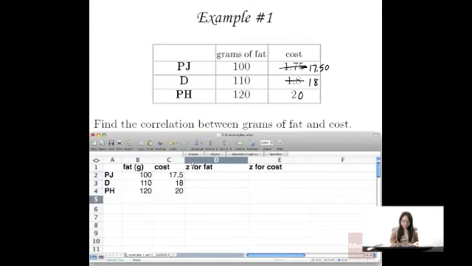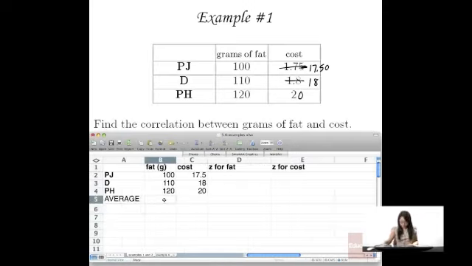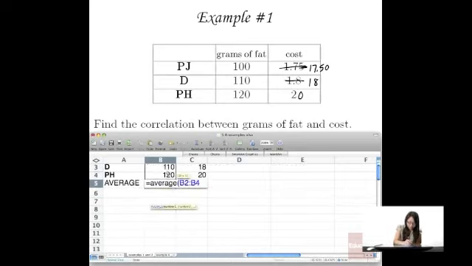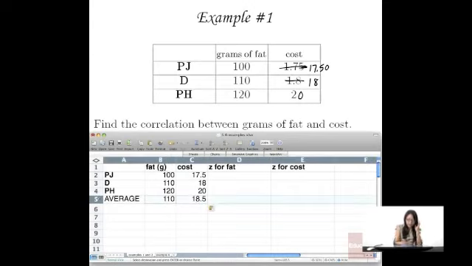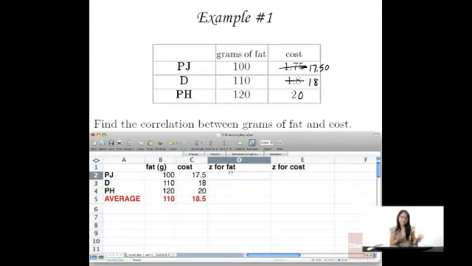One thing that might be easier is if we actually just create a column for averages, because we're probably going to need this again and again. So why don't we go ahead and get those averages? I'm just getting the average cost as well as average grams of fat. And I'm going to color it in a different color so that we know that this is an entirely different thing here. All right, now that we have that, it'll be easier for us to find the z-score for fat.